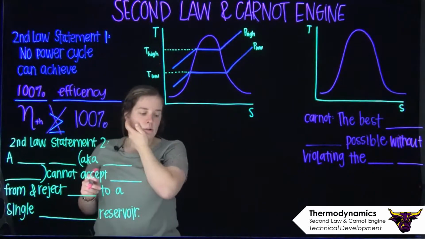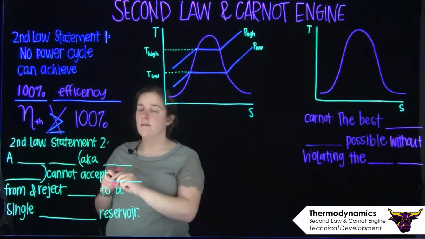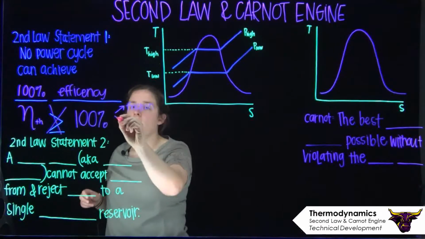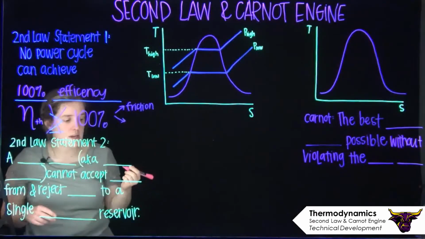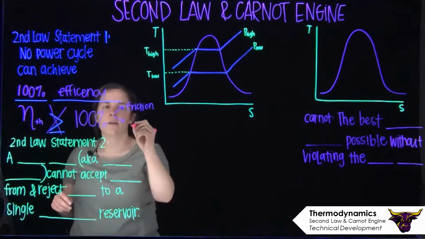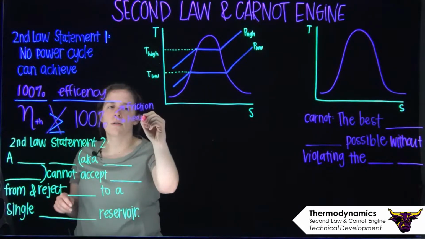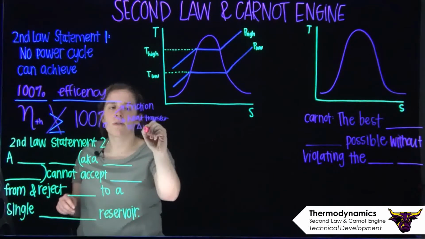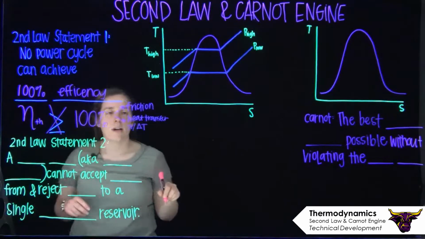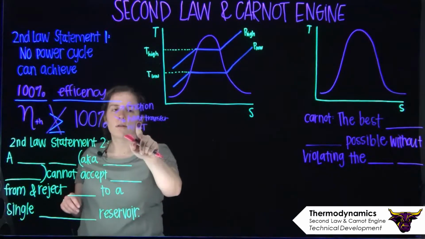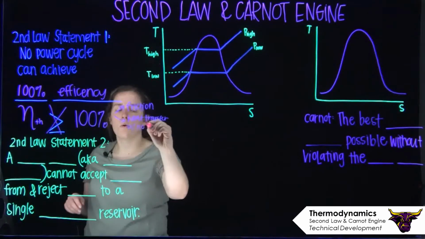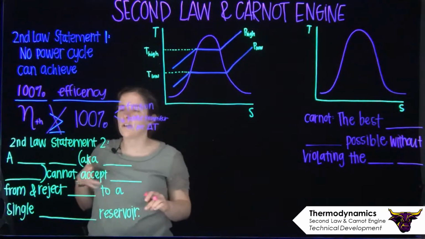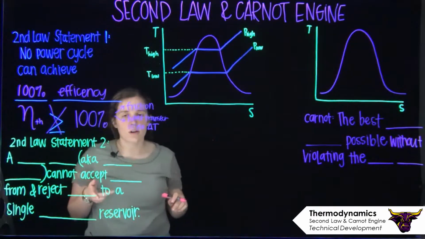So why is that? Well, friction is an obvious one. Another one could be that you would have to have heat transfer with no temperature difference, with no delta T. We're going to look at a TS diagram to show that. But those are the two main reasons why we can't achieve 100% efficiency.